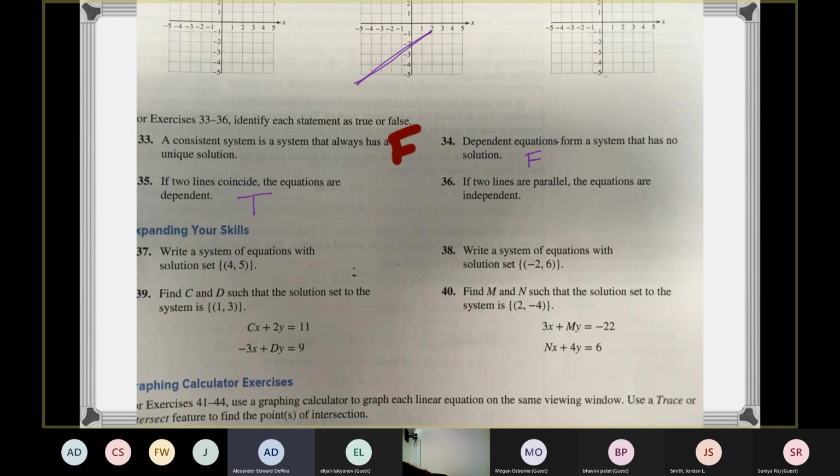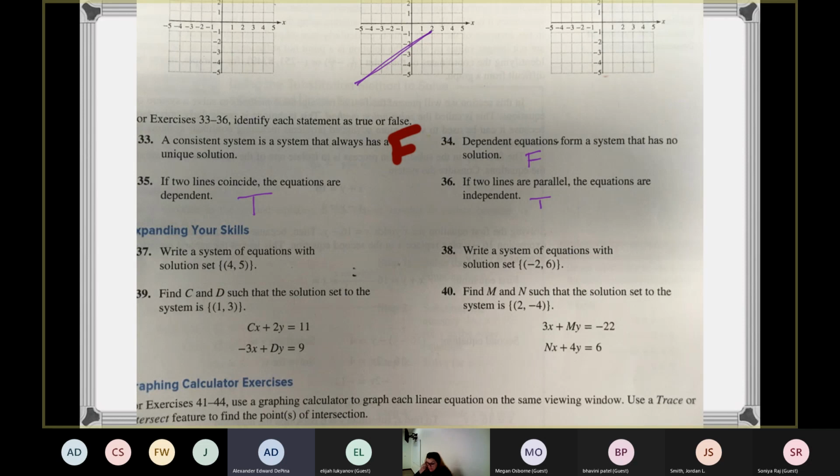And 36, if two lines are parallel, the equations are independent. True or false? True too. IINS, independent, inconsistent. That is true.